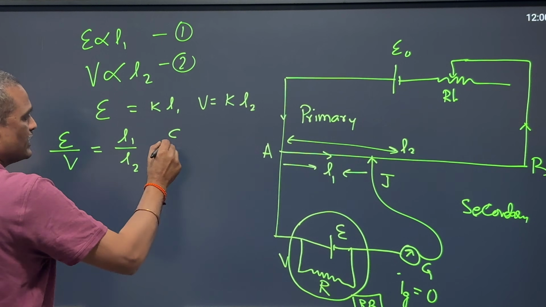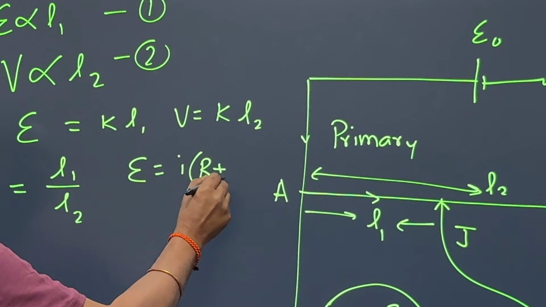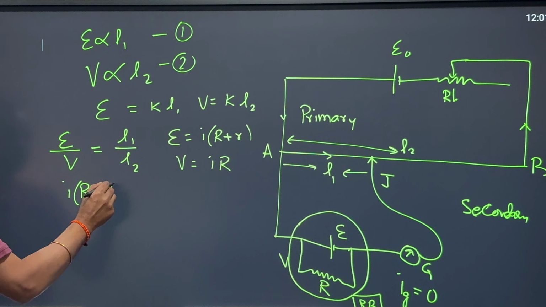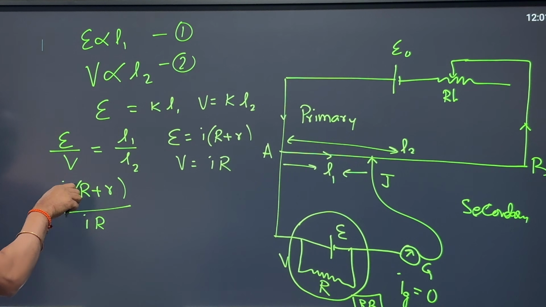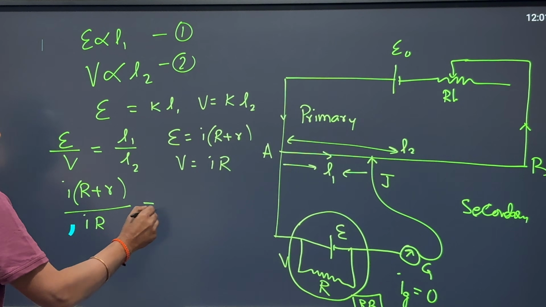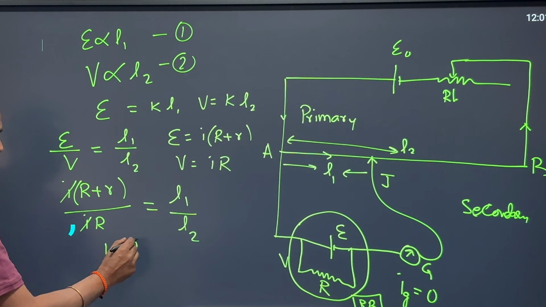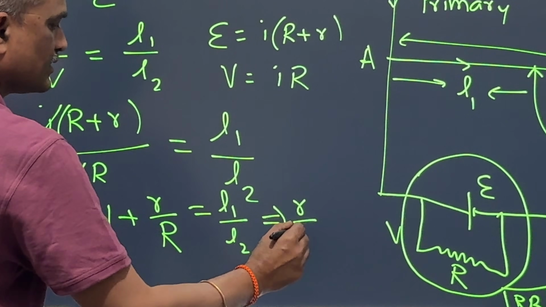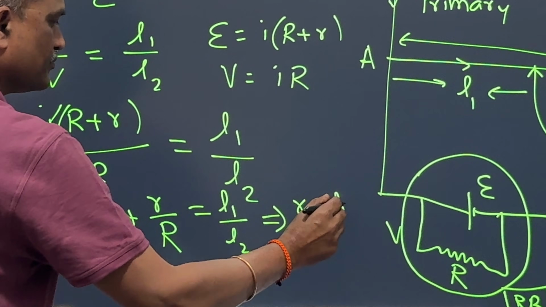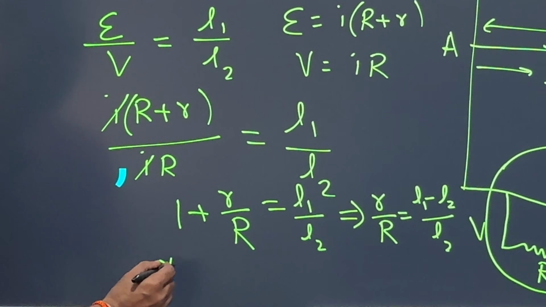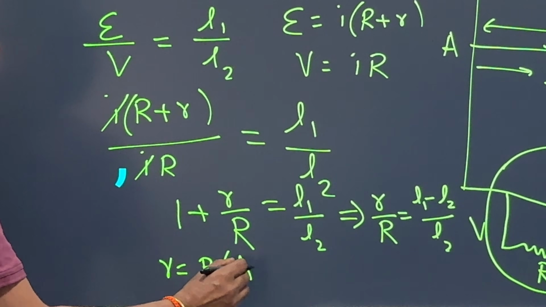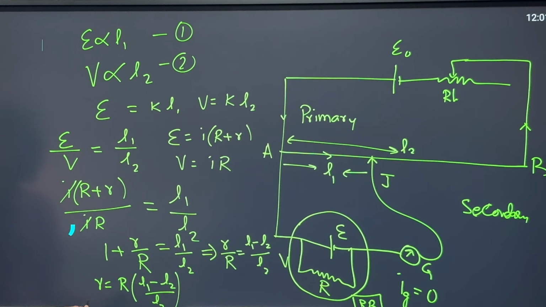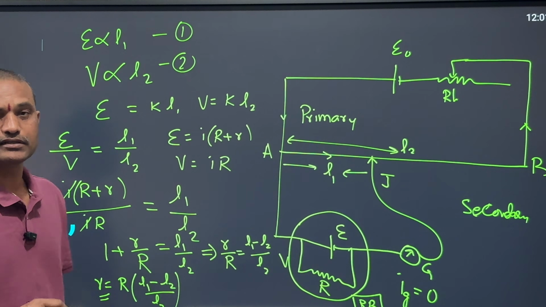But we know that E is equal to I times (R plus r) and V is equal to IR. You substitute these two: (R plus r) divided by R. So I gets cancelled. This is equal to L1 by L2. So 1 plus r by R is equal to L1 by L2. r by capital R is equal to (L1 minus L2) by L2. Right, r is equal to R times (L1 minus L2) by L2. R is a known value, L1 and L2 are known values. So we can find the internal resistance of a given electric cell.